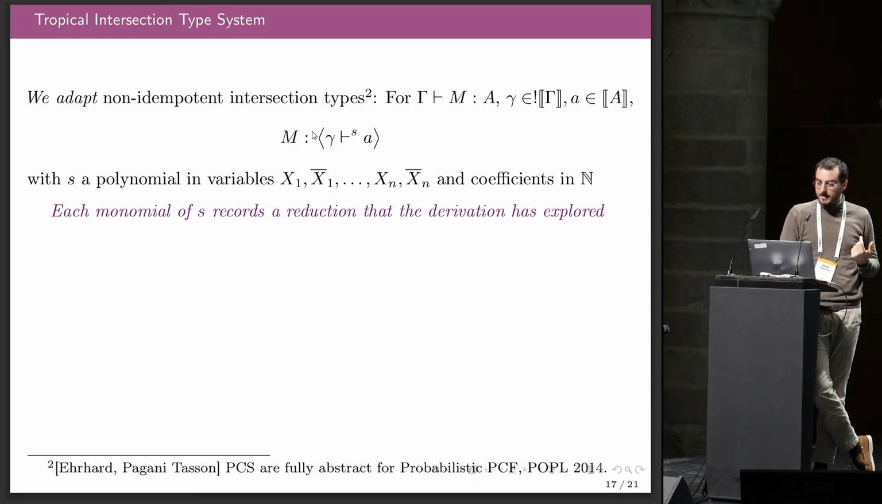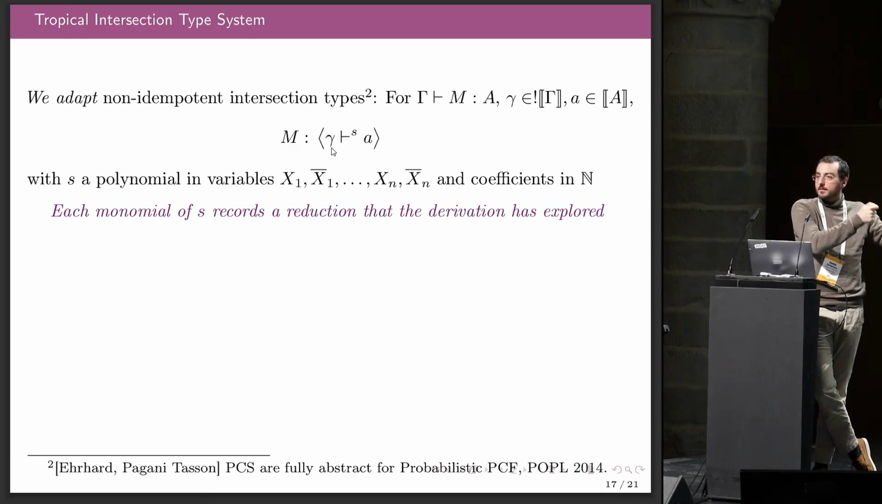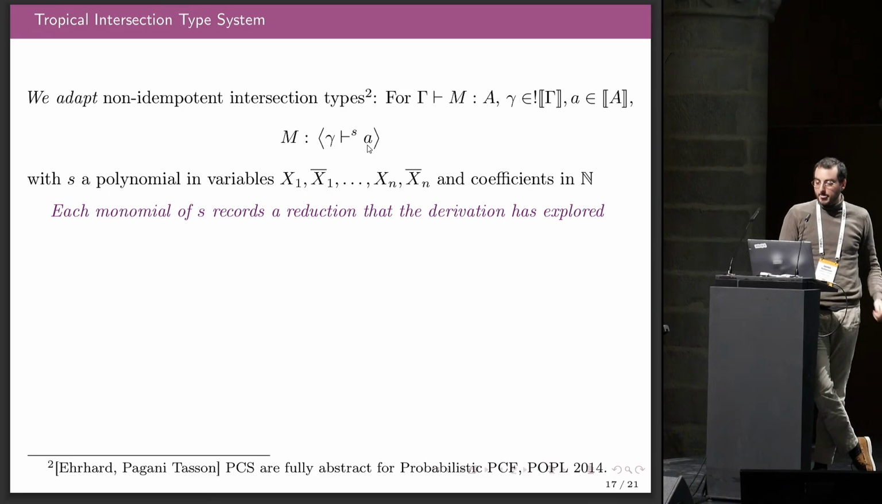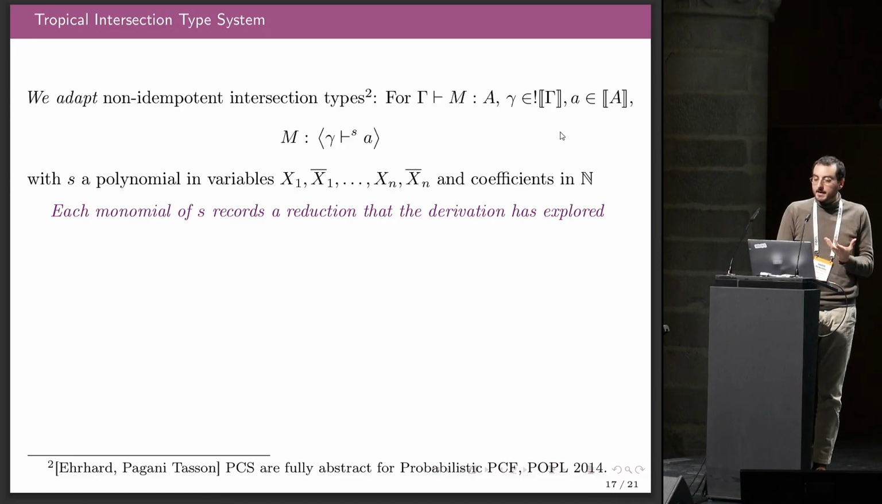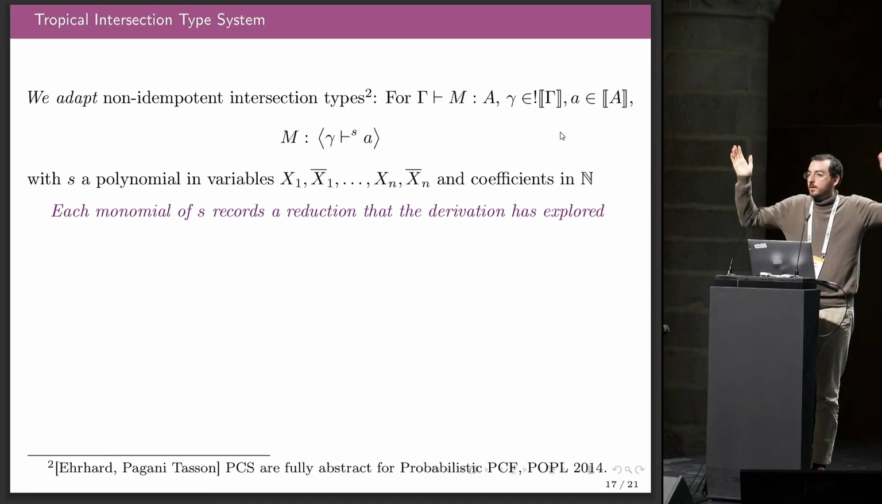And so the idea is that now we have judgments like this, and we want to build derivation trees. And a judgment consists in having, in the context, a certain number of resources which limit the usage that the program can do to the inputs, and then we have a fixed output for the program. And in our case, we label every one of those judgments with this small s, which is a polynomial, again in the variables which are the parameters of the language. And the idea is that each monomial of this polynomial records a reduction of the program which has been explored in the derivation that we are building.